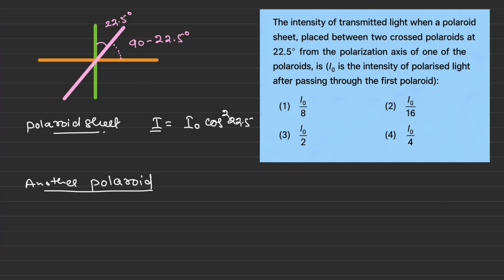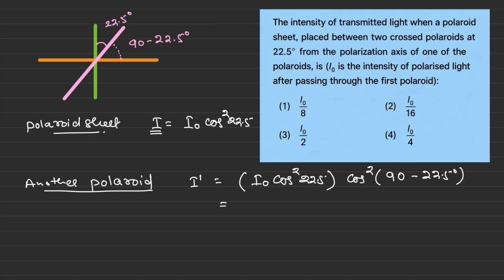Now this is going to pass through another polaroid. So finally, let us say the intensity is I dash. This value will become equal to the initial value. What is my initial value? I naught cos square 22.5 into cos square theta. Now what is the angle we are having this time? This time the angle will be 90 minus 22.5.